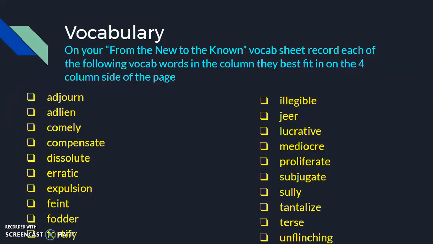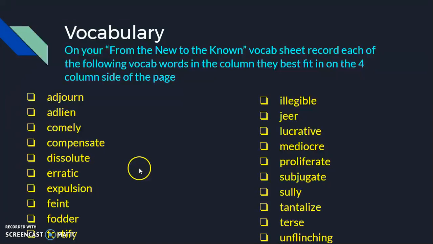All right, so you should have just turned your independent reading calendar into the drawer. We're going to move on to your vocabulary. And you should have a paper that you picked up on your way inside called From the New to the Known. We're going to start on the 4-column side of that paper. I know there's 2 sides. One has 3, one has 4 columns. We're going to start on the 4-column side of the paper.